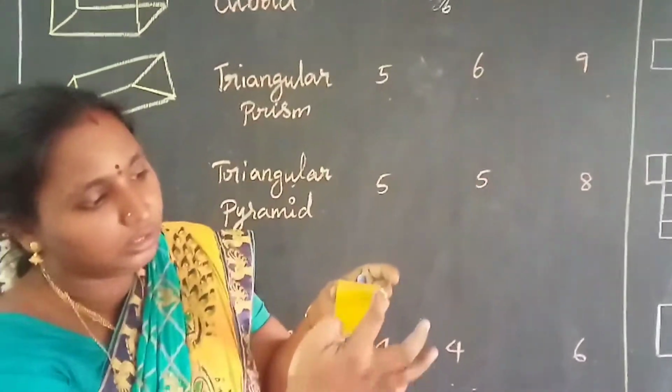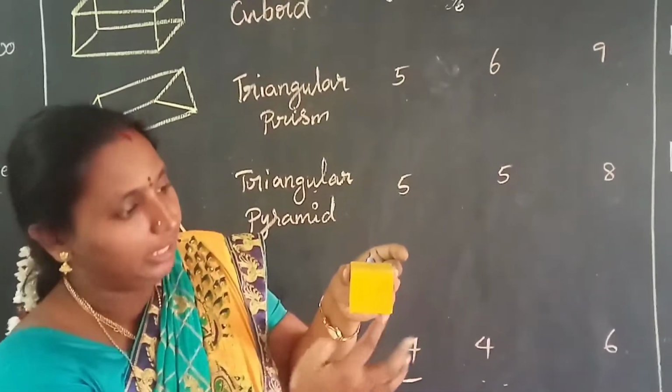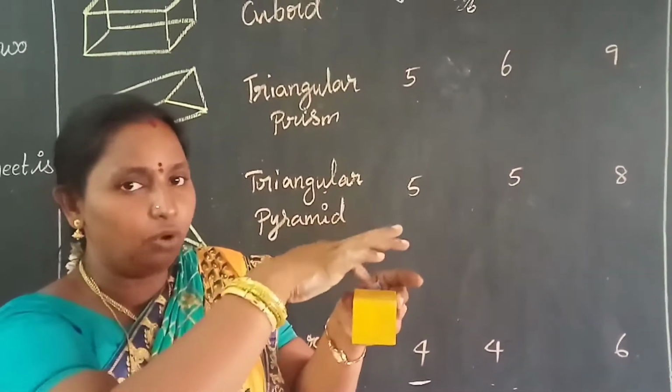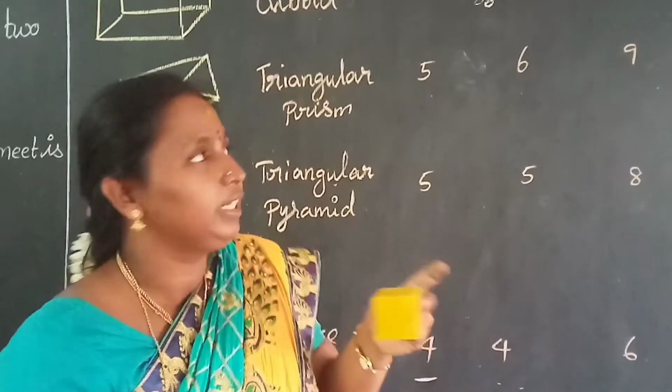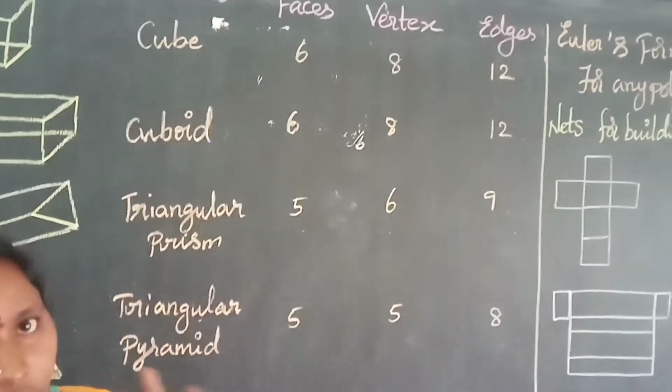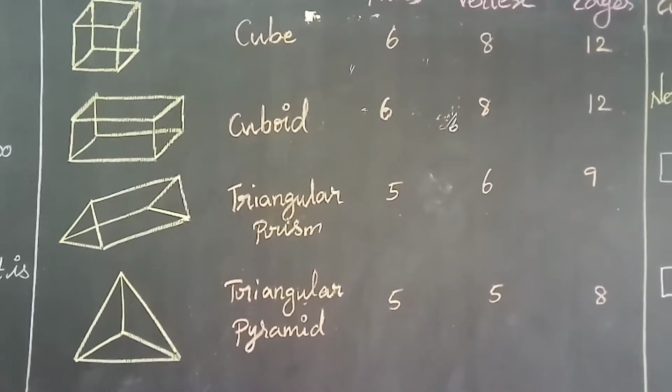1, 2, 3, 4, 5, 6, 7, 8. At the back side also you have 4, you know. See, this one, 4. So 8 plus 4, you will get 12 edges. So do you clear this? Next, move on to the next solid shape, that is cuboid.